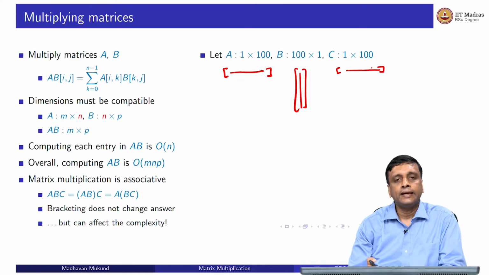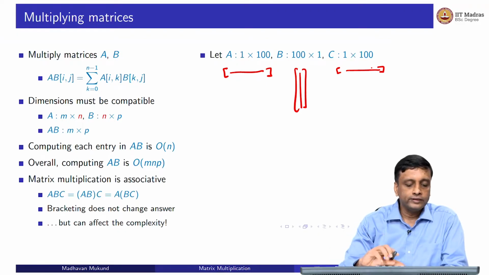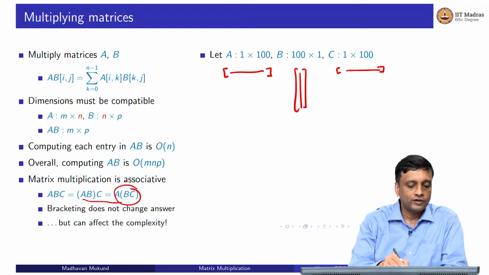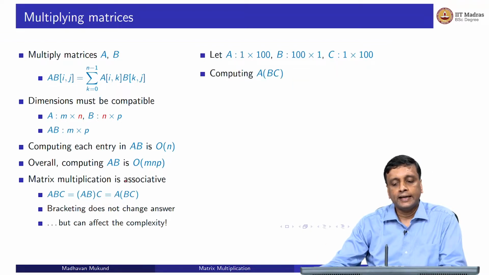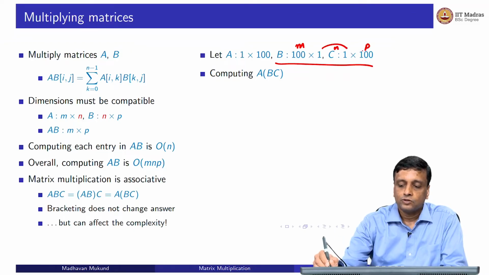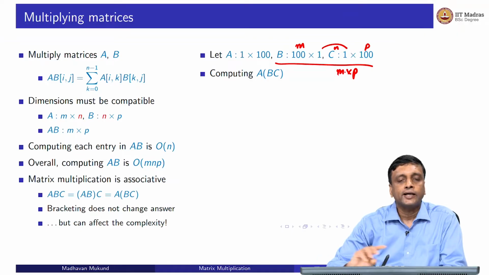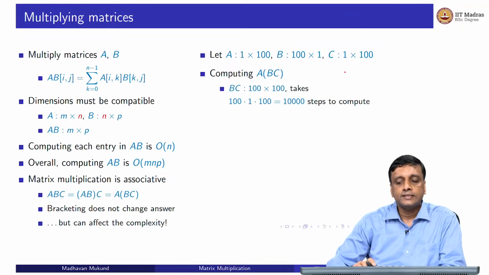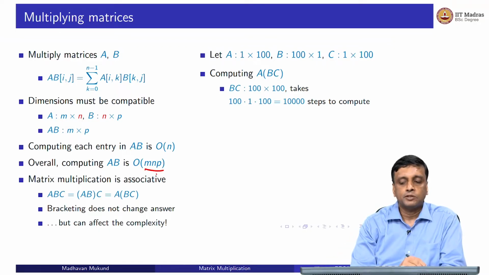And now I want to multiply A times B times C. So I can do it in these two ways, as we have seen. Let's see what happens if I do the second first, A times the product B times C. When I multiply B times C, what am I going to get? This is M, this is N, and this is P, so I am going to get an M times P matrix, a 100 by 100 matrix. How much time does it take? It takes M times N times P, 100 times 1 times 100, so this takes 10,000 steps to compute.